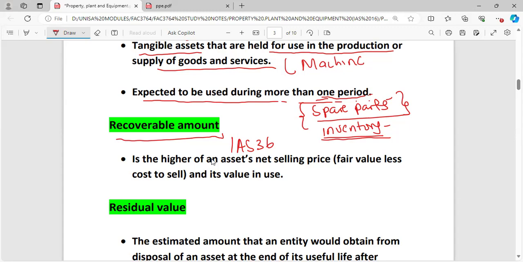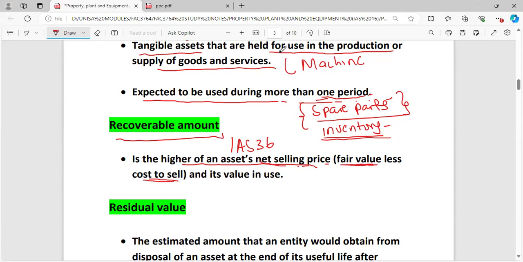The recoverable amount of an asset will compare the higher of the asset's net selling price, that is its fair value less cost to sell. Which means the net selling price. In some of the questions, they will give you the fair value of the asset, then the cost to sell the asset. Then they want you to calculate the net selling price, which means it's going to be fair value less cost to sell.